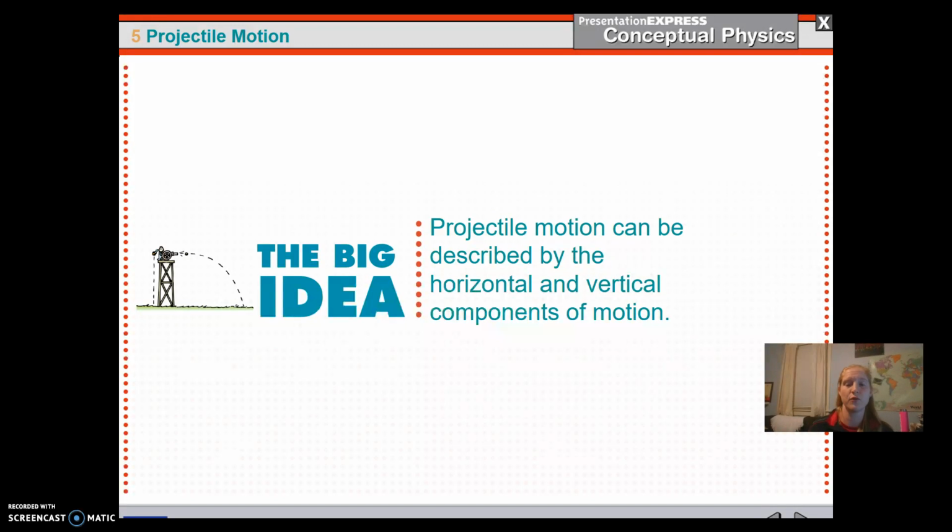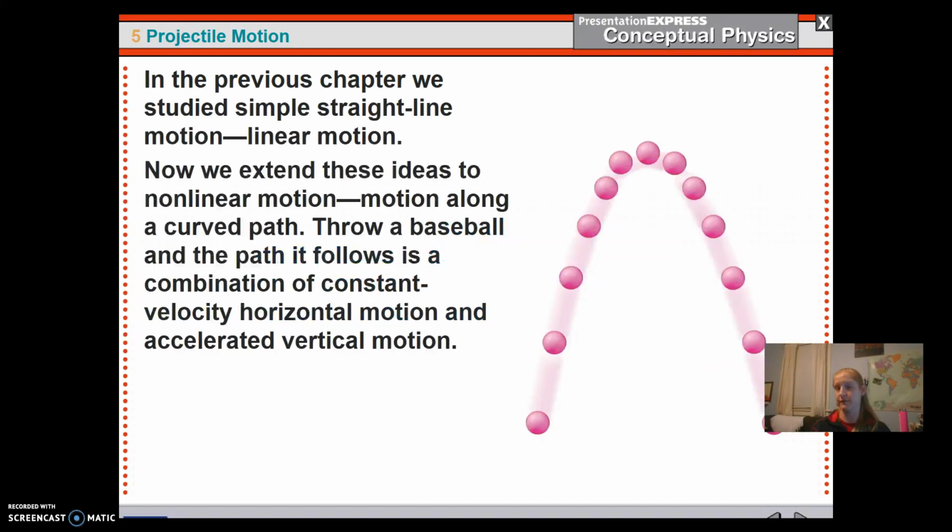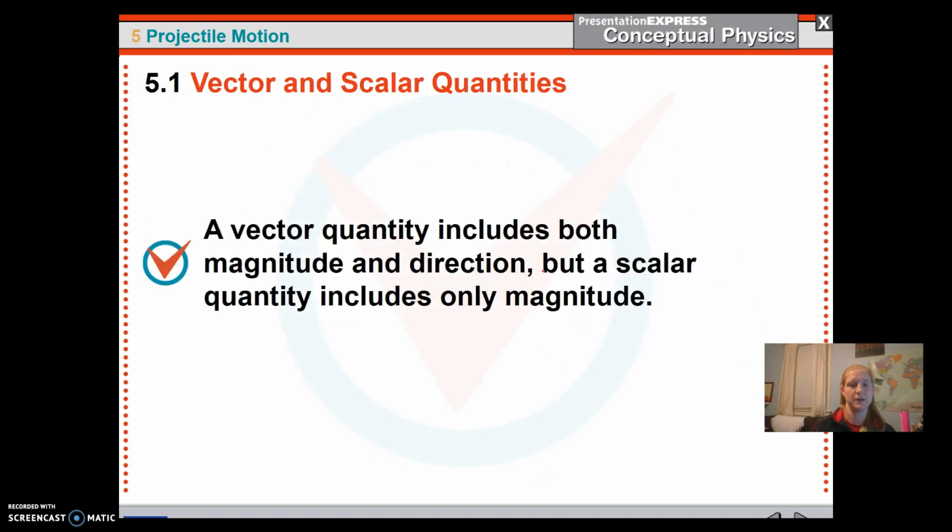Projectile motion described by horizontal and vertical components. This idea is going to be a big deal the rest of this chapter. So be aware that we are going to be breaking projectile motion into the horizontal and the vertical because each one depends on something different. Again, we talked about this in the last chapter where we were throwing a ball, where you were dropping things. This is now dealing with both the horizontal and the free fall component. We're combining them together.